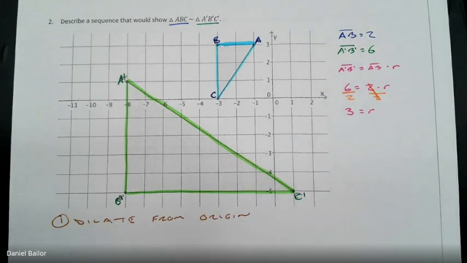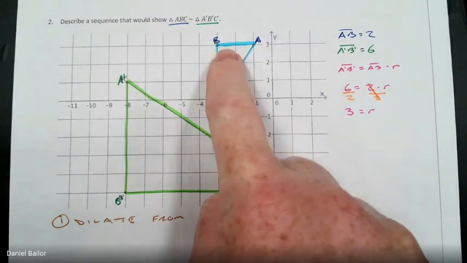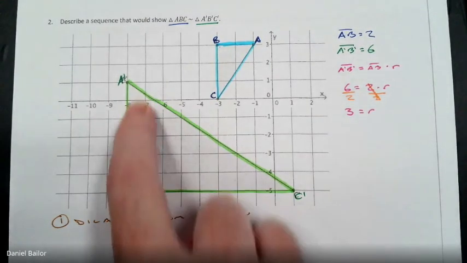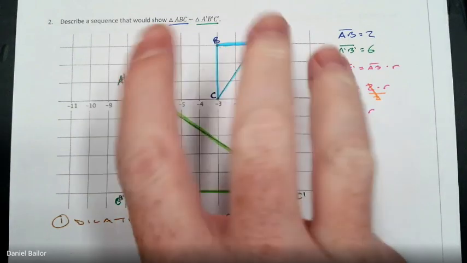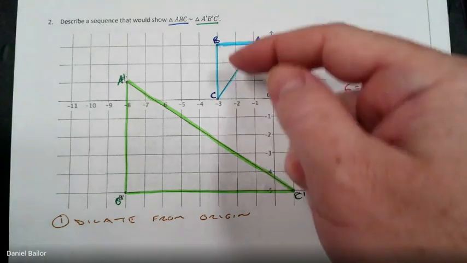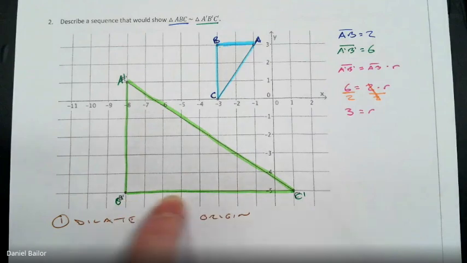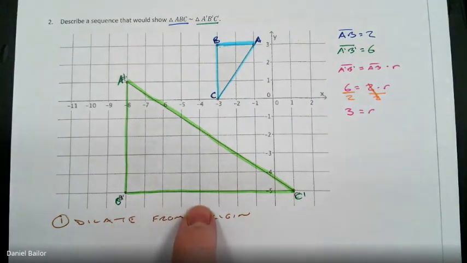So 3 made this one grow into this one, because 2 times 3 makes 6. And you can check it with other sides too. Like if you look at BC, this BC right here is 1, 2, 3 units. This BC prime is 1, 2, 3, 4, 5, 6, 7, 8, 9. That also follows the same scale factor.